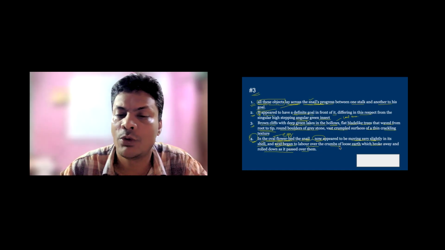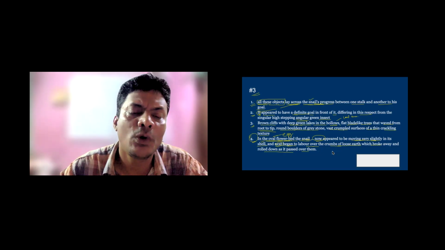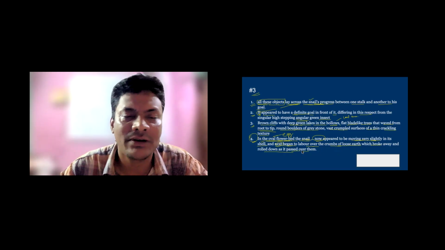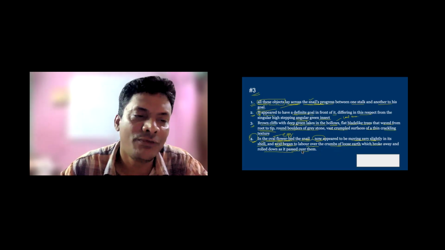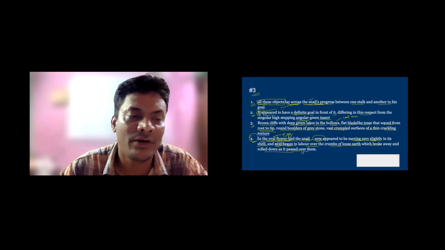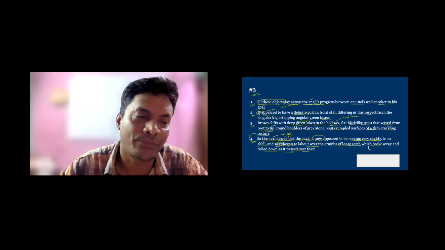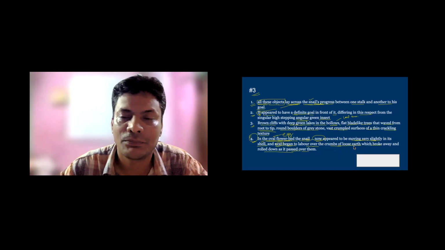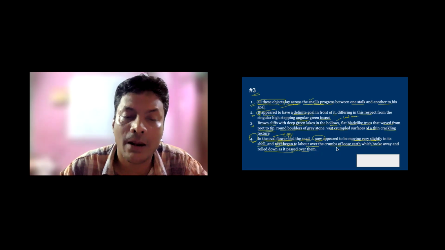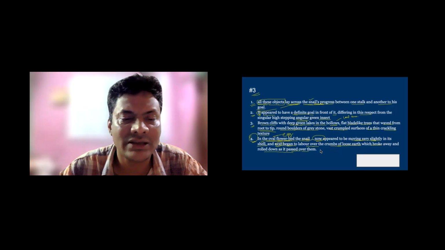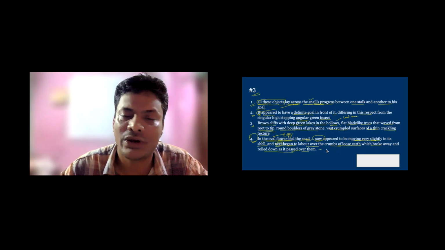Next, it begins to labor over the crumbs of loose earth, which broke away and rolled down as it passed over them. So it indicates that at first the snail seems to barely move inside its shell, then it starts crawling with effort over the soft loose soil. As it moves, what happened? The tiny bits of earth crumble and roll down under its body. That is what it is trying to tell.